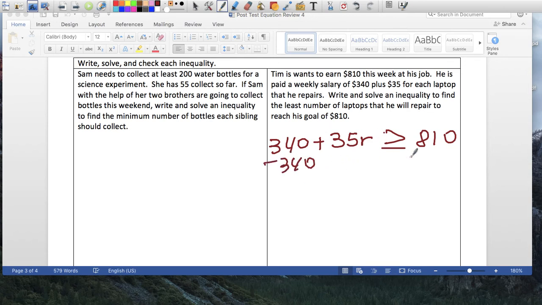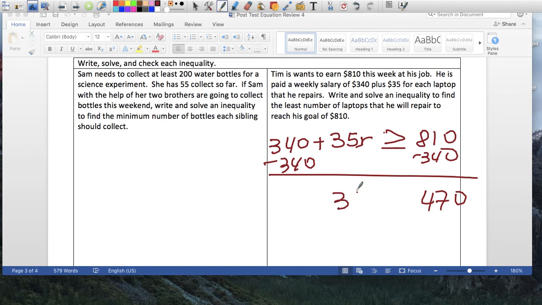Minus 340, minus 340. So that tells you that out of the $810, 340 is guaranteed. So 810 minus 340 leaves you with 470. So the remaining $470, he has to earn by repairing laptops. So how many laptops does he need to repair? Divide by 35, divide by 35. And the repairs. So we've got 470 divided by 35.